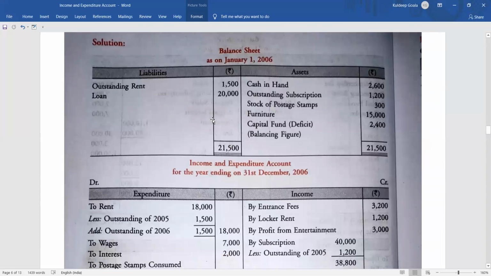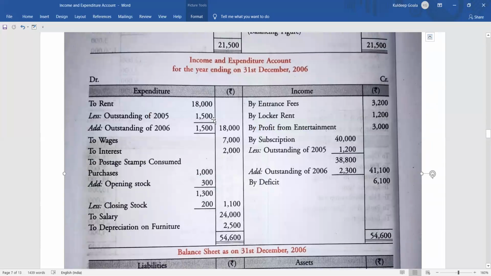So now we will go for balancing the income and expenditure account. In the debit side, the total is 54,600, which is more than the credit side. So we will take the total in both the sides. And since the debit side, that is the expenditure side, is more, what will we call it? We call it deficit. Excess of income over expenses will be surplus, but excess of expenditure over income will be deficit.